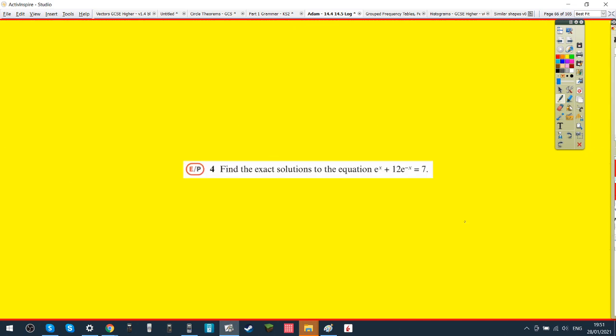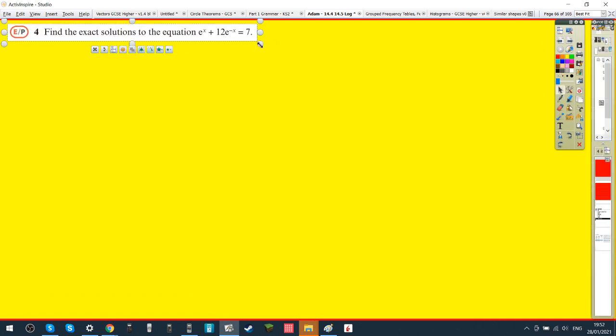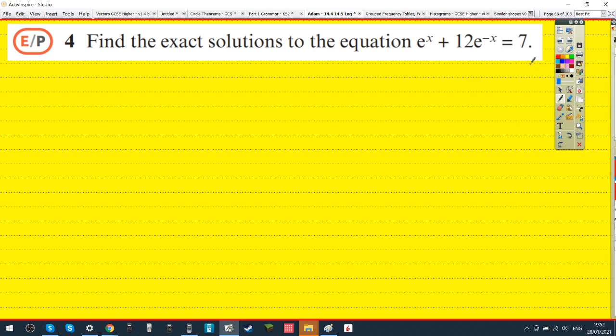Yeah, I didn't realize it would be so similar. So how about this one? Any idea how this one works? So would you make e to the power of x u? Yeah. What you could do, if that was u. So what is this one? Would that be u to the minus 1? Yeah. So u plus 12u to the minus 1 minus 7 equals 0. And any idea how you solve that?